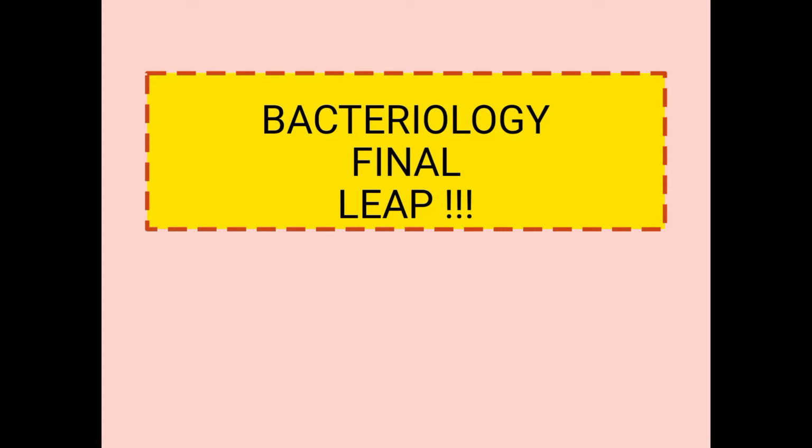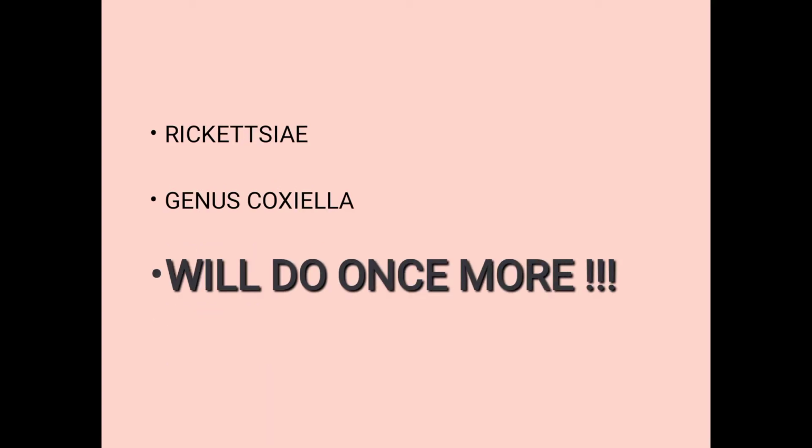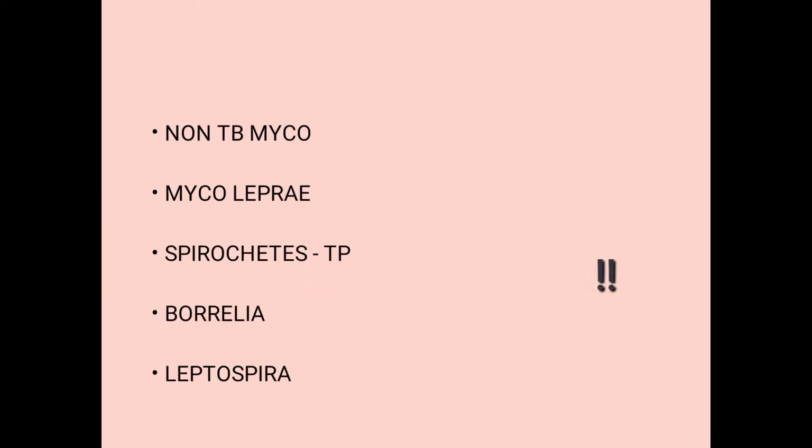It's going to be a tough session and a major session, but I will try to mention the points with the various bacteria under which we are going to discuss the important topics. The first one being Haemophilus, Bordetella, Brucella, Chlamydia and Mycobacterium tuberculosis, and non-tuberculous Mycobacteria, and then the spirochetes: Treponema pallidum, Borrelia, Leptospira, and then Rickettsia and Coxiella species. Okay, so these are the topics under which we are going to have today's session.